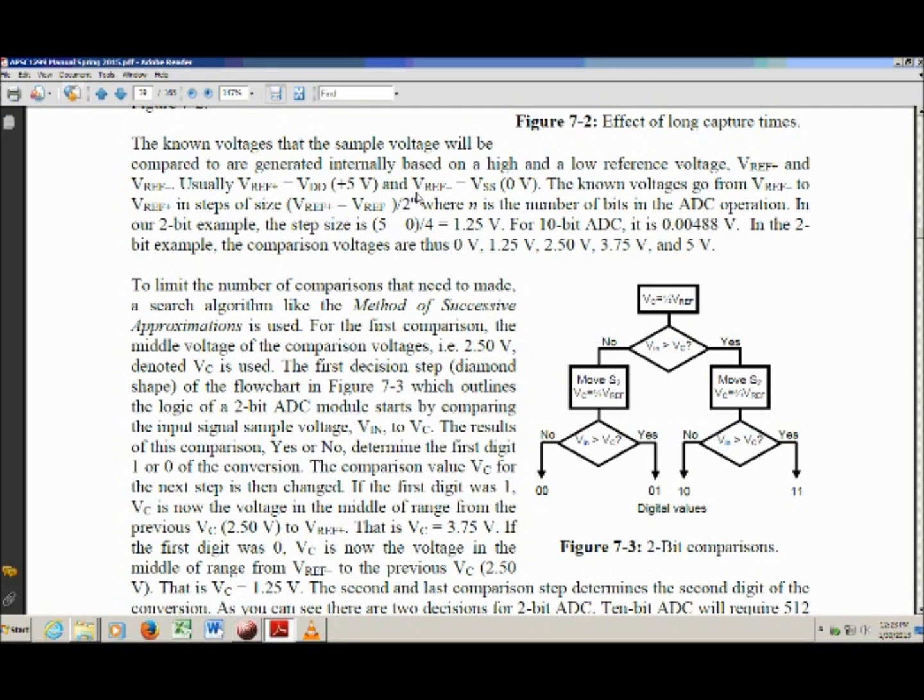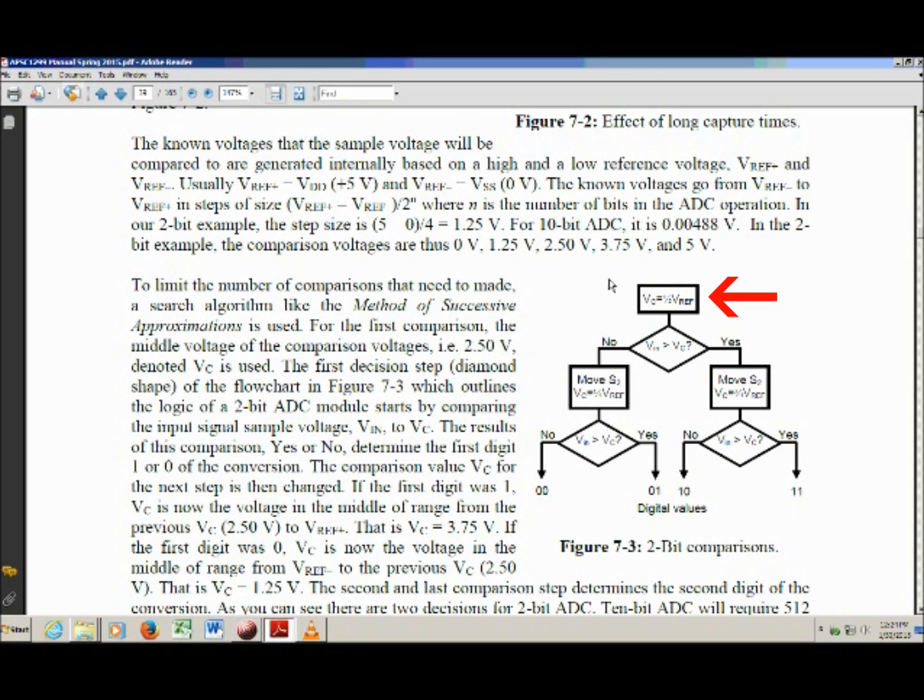Down here, they're talking about something called the method of successive approximations. So the fastest way to figure out where a number falls in some range of numbers is to first take that range, split it in half, and then test whether your value is bigger or smaller than that midpoint, the center of the range. If it is, then you know your value falls into the upper half of the range, and you would consider the upper half of the range to be a new range. And again, split it in half, and then test whether your value is bigger or smaller than the midpoint of that new range. So this diagram over here explains how that works.